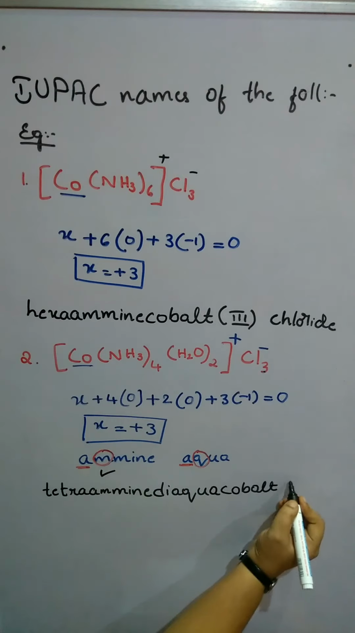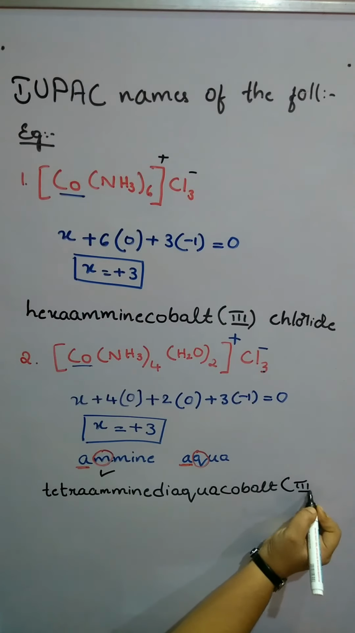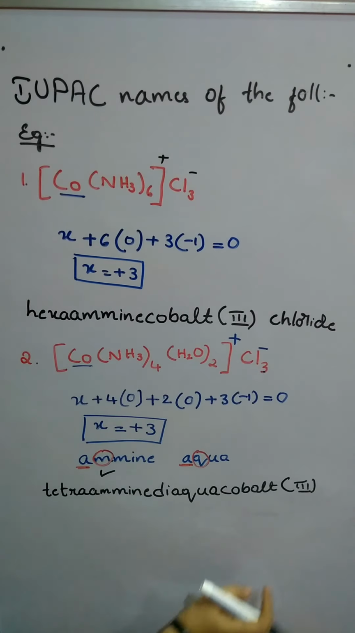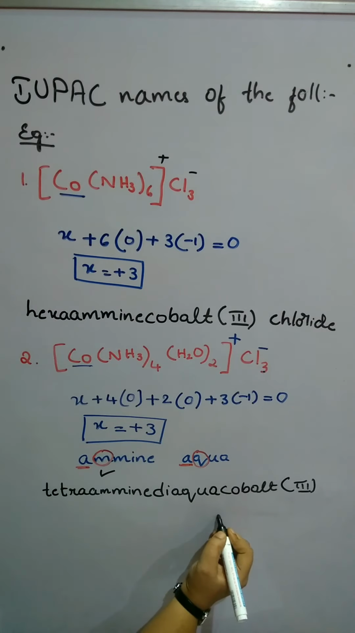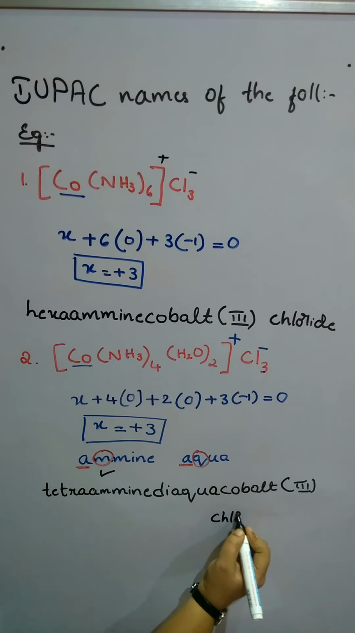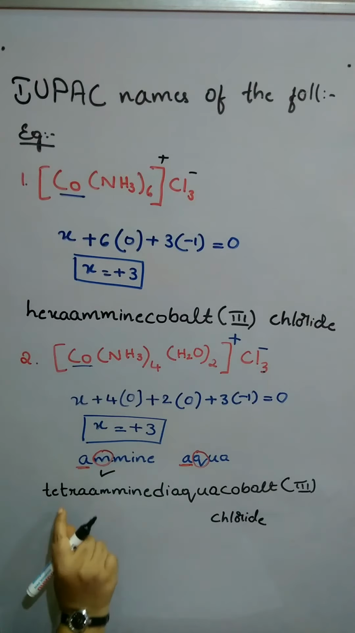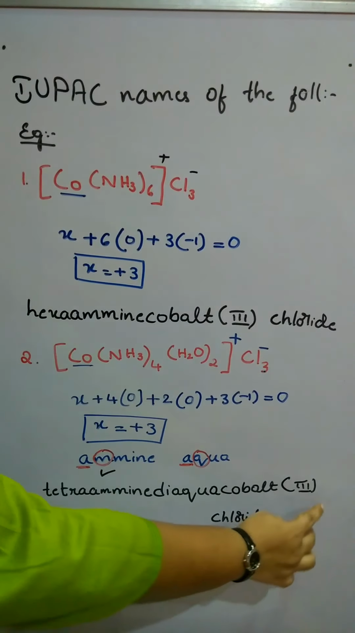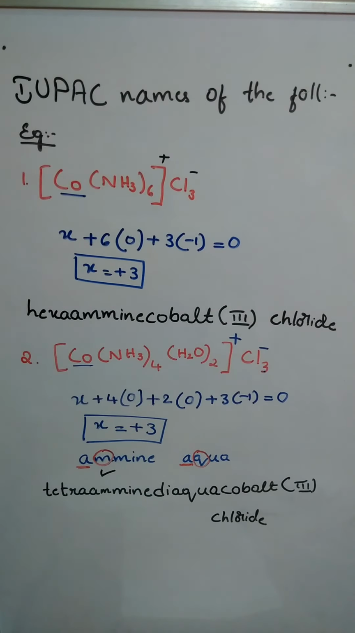Cobalt, and the oxidation state is within brackets. Oxidation state is +3. Leave some space there itself, you need to continue, but since I don't have space here, I'm writing that one down. Chloride. The name should come in the same line. So after this 3, you should leave some space and write chloride there. So tetramine diaqua cobalt 3 chloride. So the name of the complex is tetramine diaqua cobalt 3 chloride.